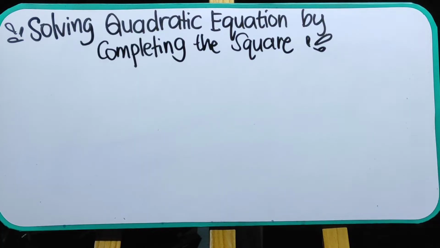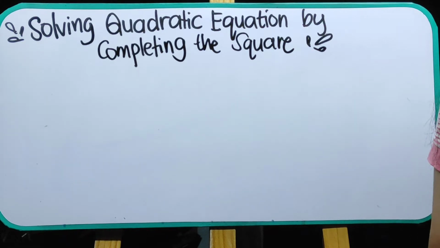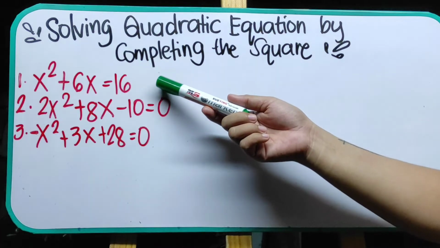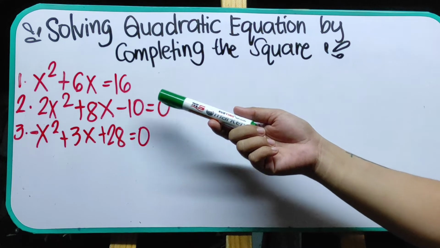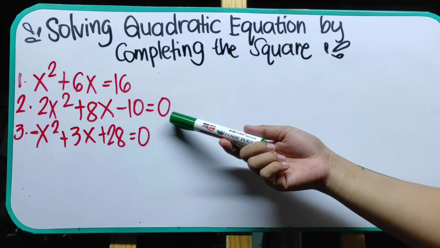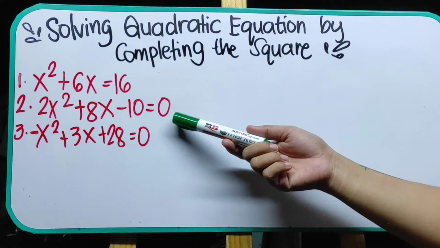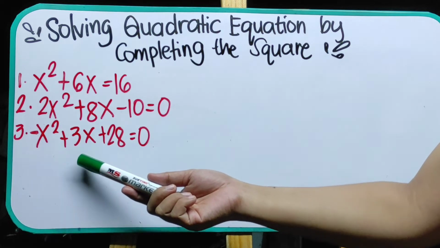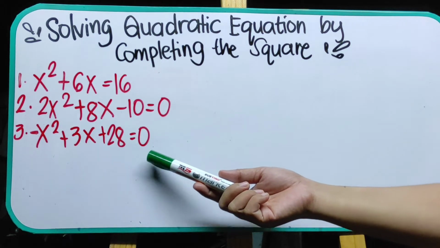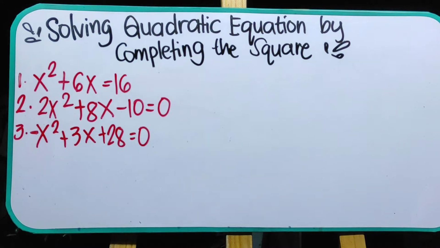For today's video, we will be discussing solving quadratic equations by completing the square. Okay, so let us have some examples. Example 1: x squared plus 6x equals 16. 2: 2x squared plus 8x minus 10 equals 0. 3: negative x squared plus 3x plus 28 equals 0. So, let us try to answer number 1.